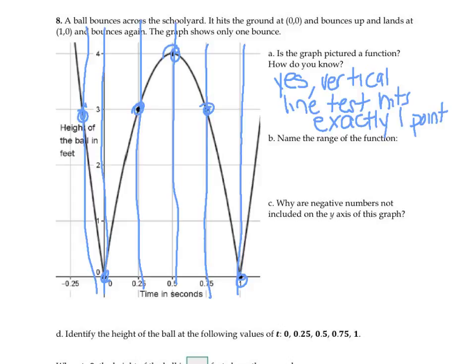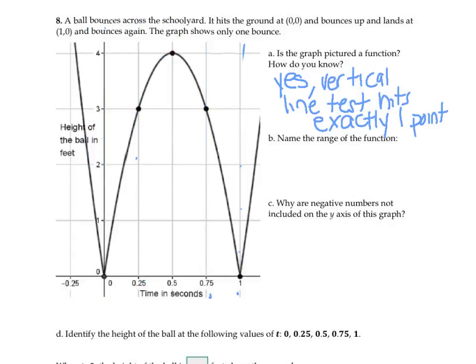Part B tells us to name the range of the function. So the range is the range of the y values. So for this graph, we could see that the y values go from 0 up to 4, because we have a y of 4 and a point at 0. So to name the range, we can write 0 is less than or equal to y is less than or equal to 4, because our lowest value is 0 and our highest value is 4.